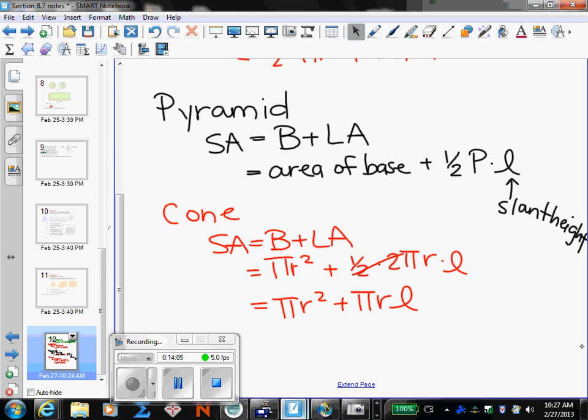So take your time when working them. Think about what the area of your base is. Think about what the perimeter would be. And then think about what the height or the slant height would be of your figure. Use your cutouts that you've got to help you visualize. And I'll see you in class on Monday.